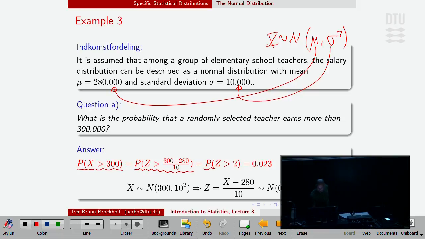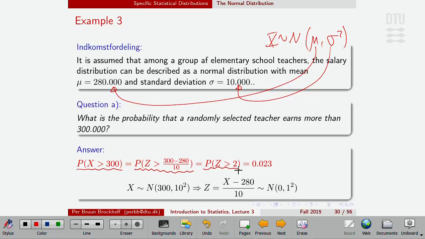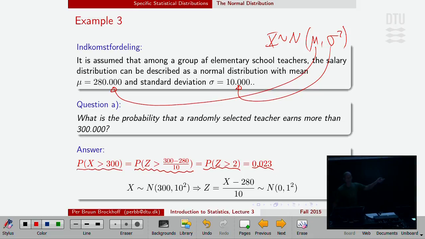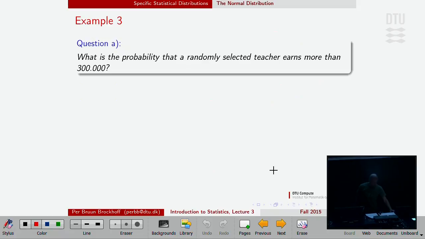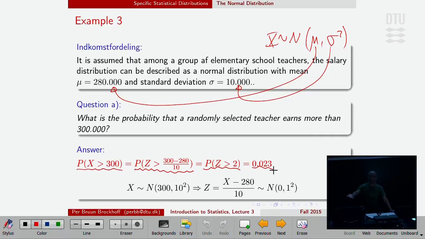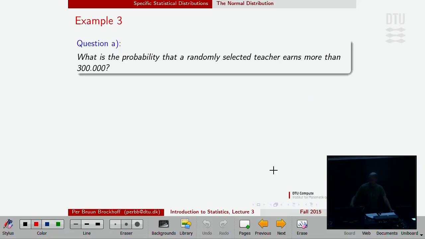And then I can recognize the question as the same question that I solved some minutes ago, that it's 2.3% to go below 2 standard deviations, either above or below, in this case above the mean. That would be one way of answering this question. So around 2.3% of the teachers have this salary above 300 here, right?